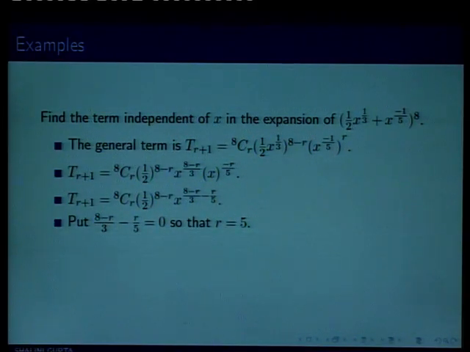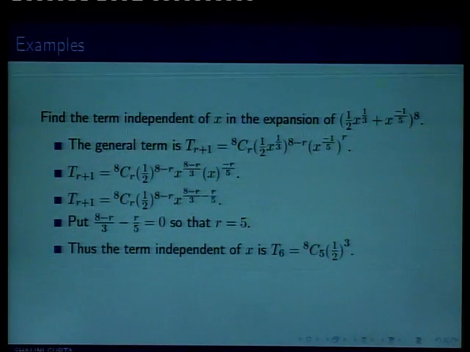That means the sixth term is the term which is independent of x, and it turns out to be 8C5 into (1/2)^3. On simplifying this, we get that it is equal to 7, because 8C5 is 8 factorial upon 5 factorial into 3 factorial. So simplifying this, we get that the sixth term turns out to be 7.